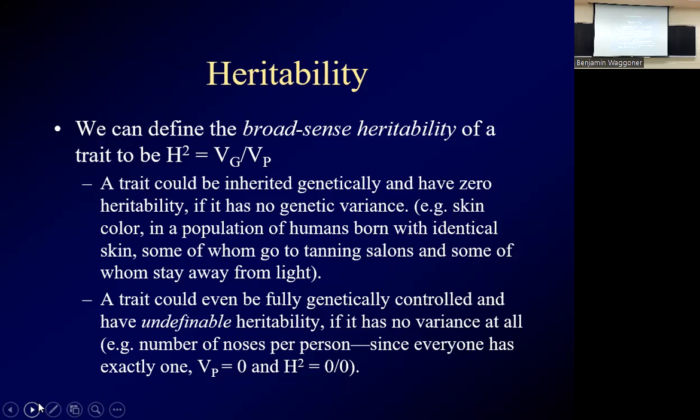But remember that that's always relative to the population that you're studying. If we're studying a population of people who come from all over the world, then we would find genetic variance in skin color. But if we're studying a population where everybody has identical genes and yet some of them tan and some of them stay out of the light, within that population where everybody's genetically the same, we'd have zero heritability. Okay, am I sort of making sense? All right.